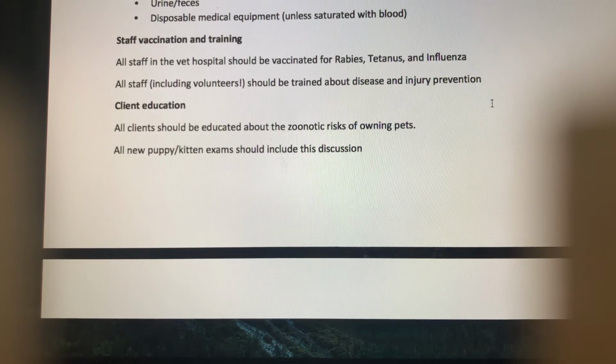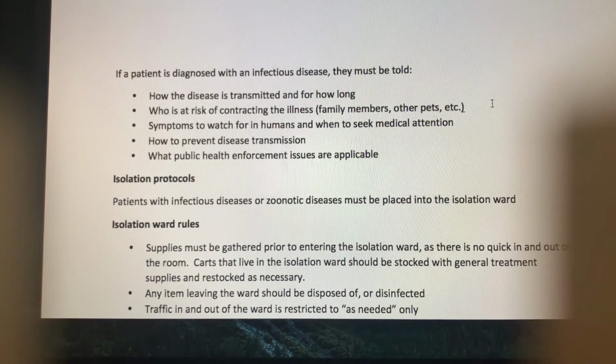If we have a patient that is diagnosed with an infectious disease, we need to talk to the owner or the client about how that disease is transmitted and for how long. You know those things now because you've been learning them in this course, right? How is it transmitted? Aerosolized respiratory secretions, saliva to blood via a bite. And then how long are they transmitting that virus for? Remember we talked about parvo, that it's for like a month or a couple months after the disease has cleared up. We also want to know who is at risk of contracting the illness.